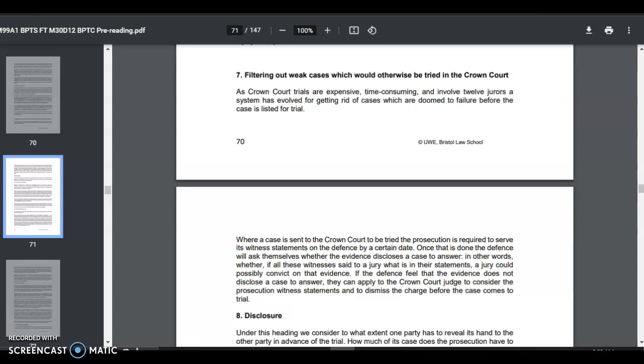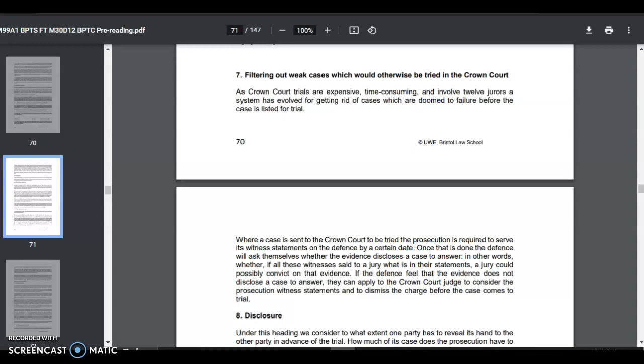If the defense feels that the evidence does not disclose a case to answer, it does not have strong substance, it does not hold any evidentiary value, they can apply to the Crown Court judge to consider the prosecution witness statements, to see the substance of them in detail, and whether they have any evidentiary value or not, whether they are on point or not.